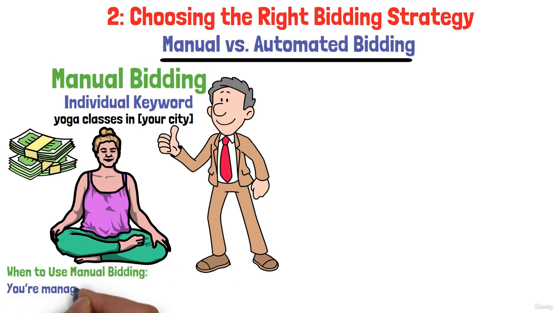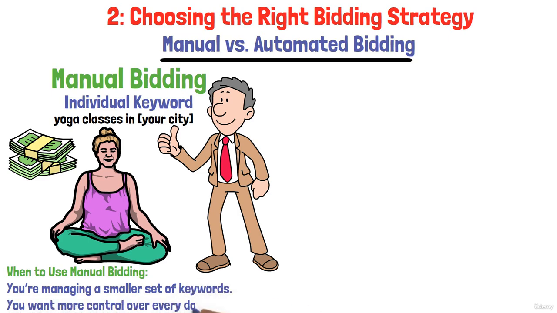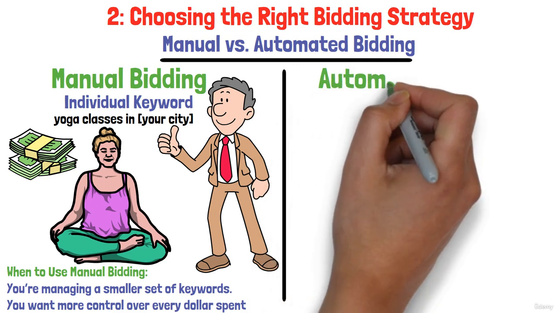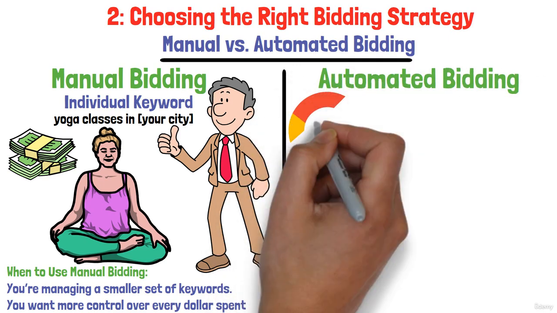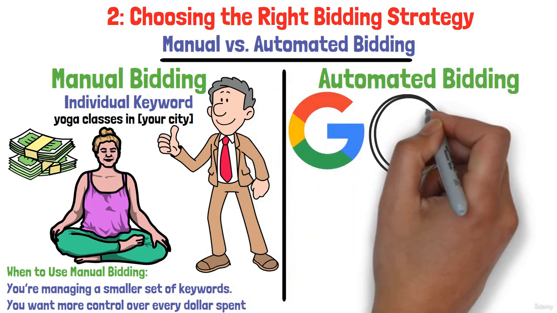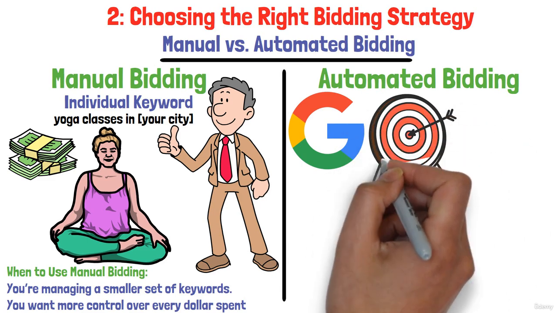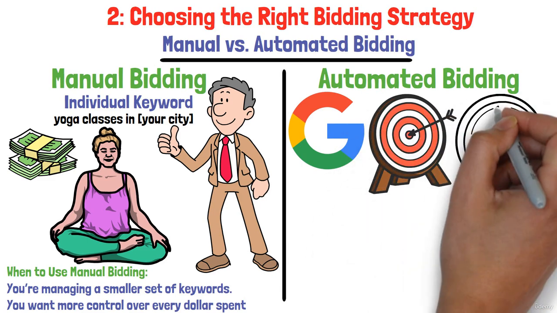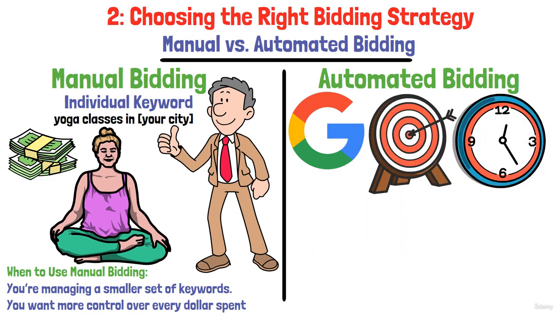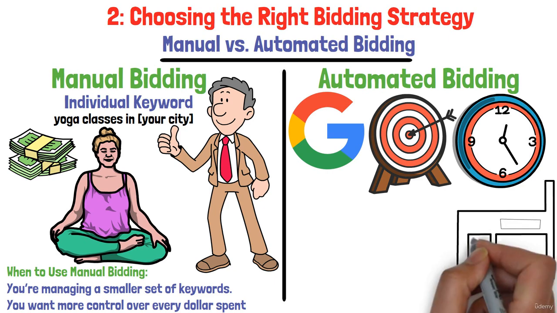When to use manual bidding: you're managing a smaller set of keywords, and you want more control over every dollar spent. 2. Automated bidding. With automated bidding, Google uses machine learning to optimize your bids for the best possible outcome based on your goals. It's great if you want to save time and let Google make the adjustments for you.